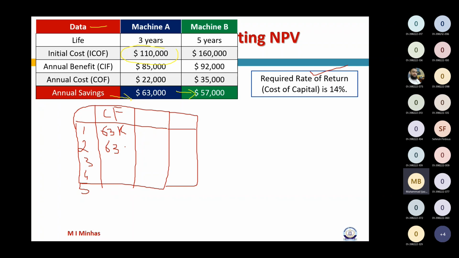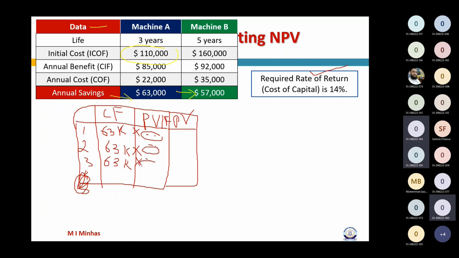But this has to be there for 3 years only. The life of this machine is 3 years. So years 4 and 5 will be blank for this. And then the present value interest factor, from the table, and we'll put it here. And then the present value of all cash inflows. For that, we'll multiply all of these amounts with the respective present value interest factor. Is it clear to everyone?